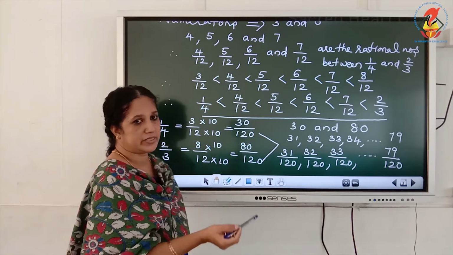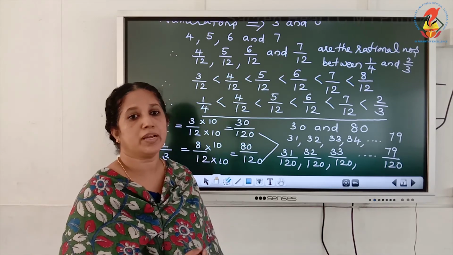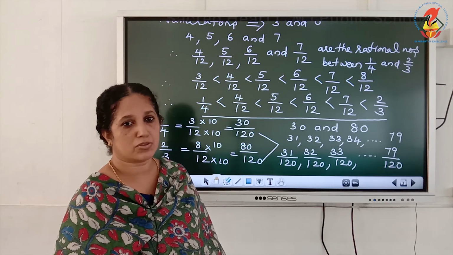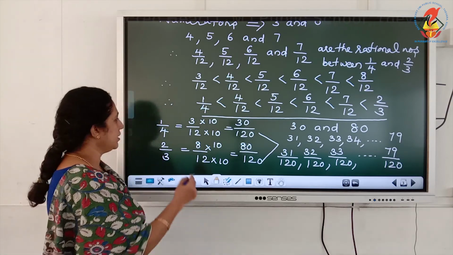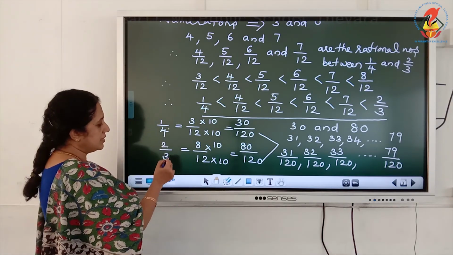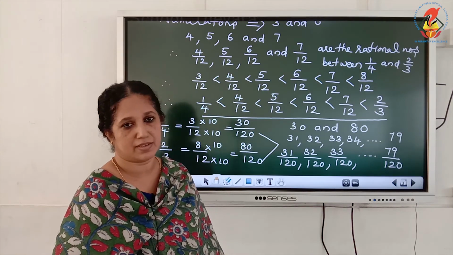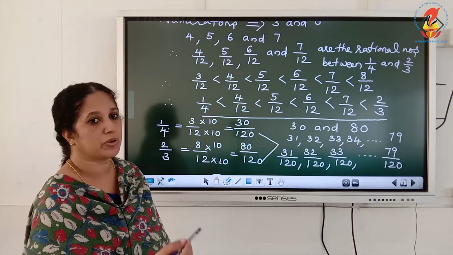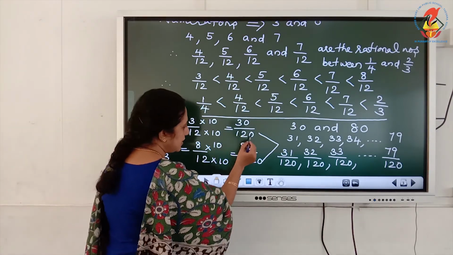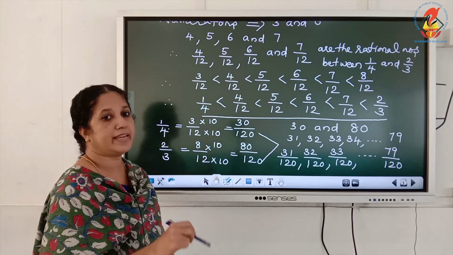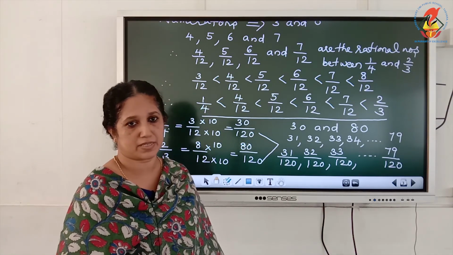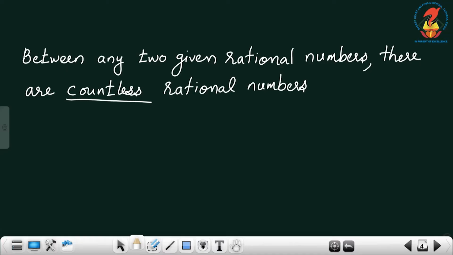So when we change the denominator, we get more and more rational numbers. What is the meaning of that? If you take any two rational numbers, between these two rational numbers you can find countless rational numbers, that means an unlimited number of rational numbers. If I further change the denominator, again I will get more and more rational numbers. So we can say that between any two given rational numbers, there are countless rational numbers.